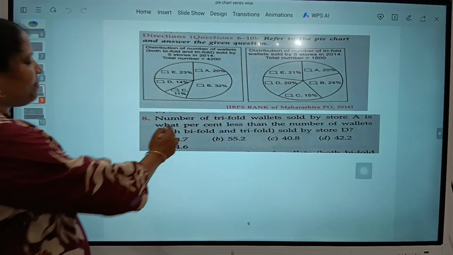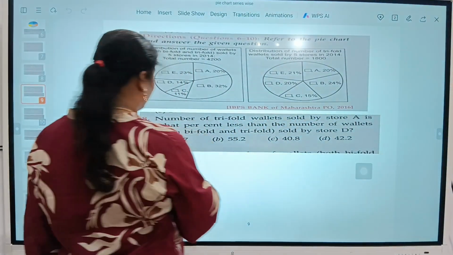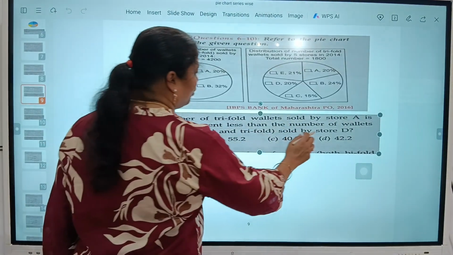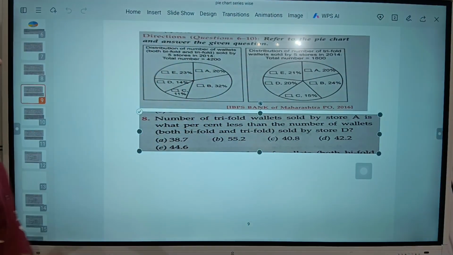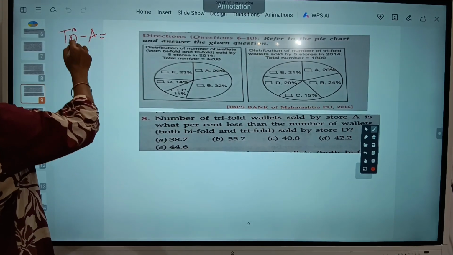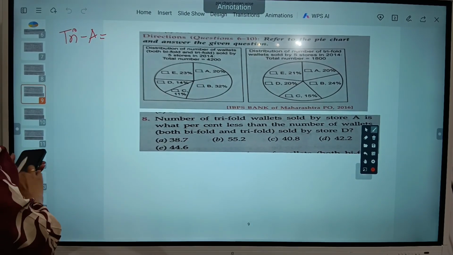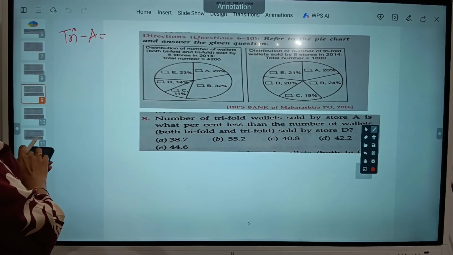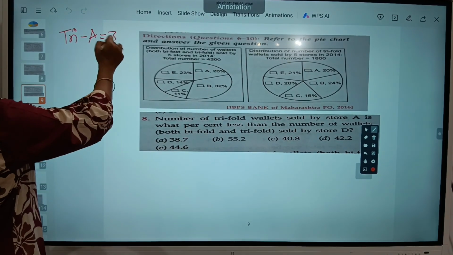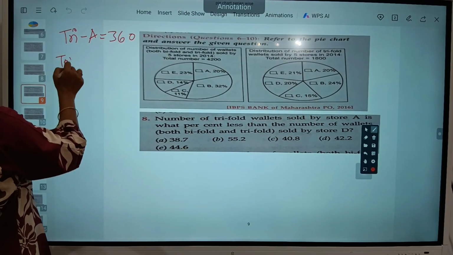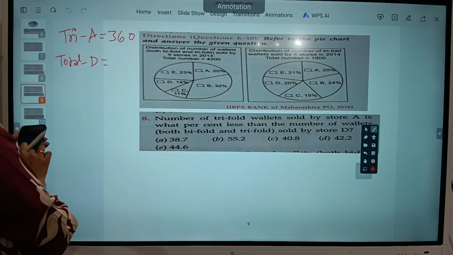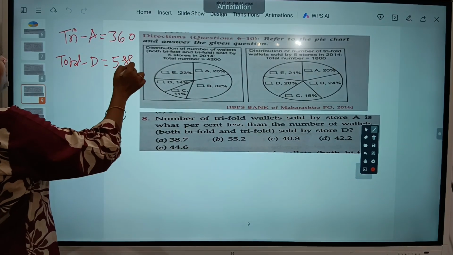The next question is, number of trifold wallets sold by store A is what percent less than number of wallets, both bifold and trifold, sold by store D. Now we have to find out trifold. Note down trifold wallets of store A. It is how much? We solved. It is nothing but 360. And total number of wallets of store D, how much? It is nothing but 588.